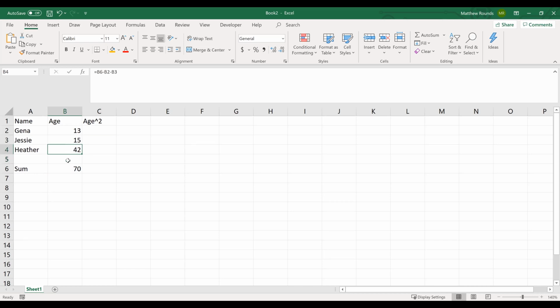Wait, what was that? I don't understand. Is this allowed? Can Heather be 42 based on the information you have? Let me add it. Well, no. It's because they have to be between 11 and 30. Oh, okay, yeah. So this doesn't work.